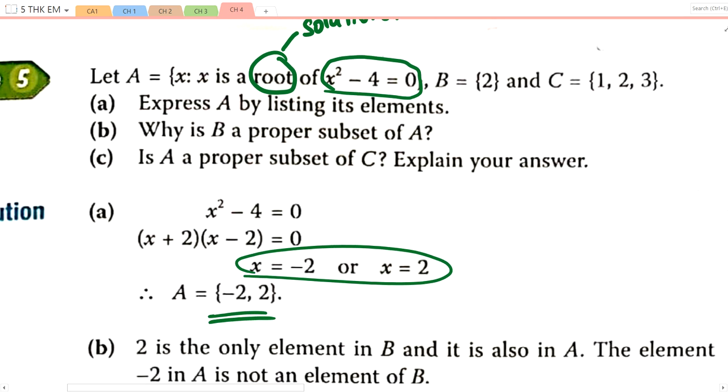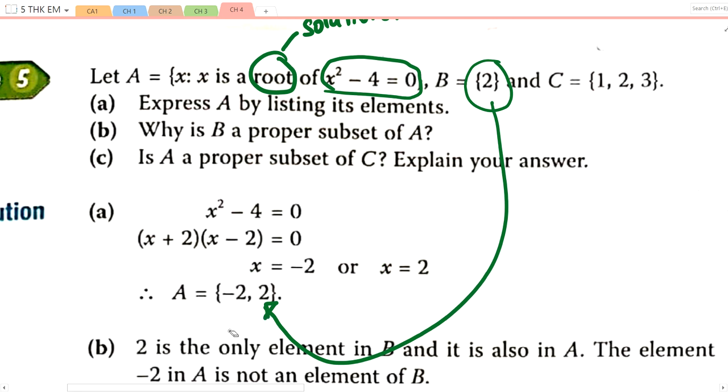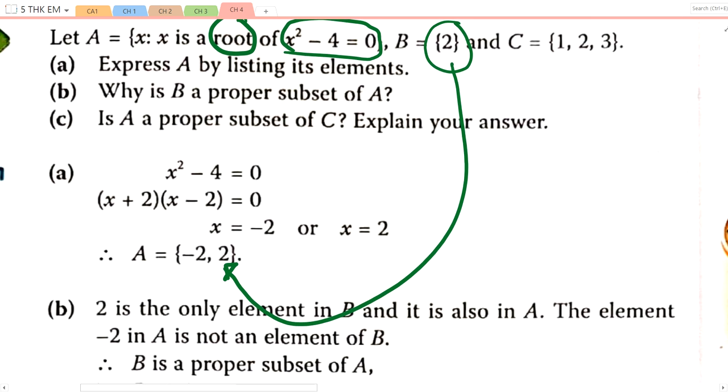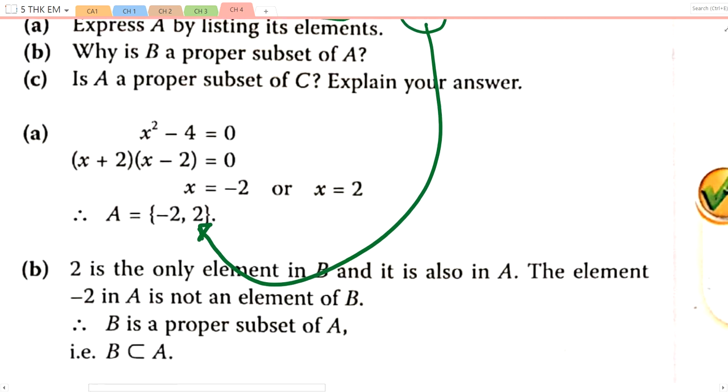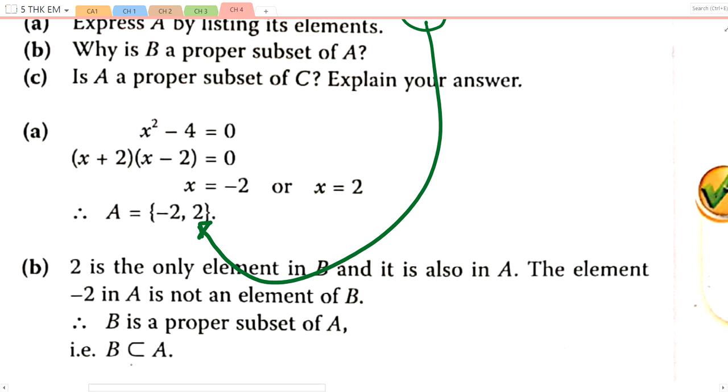So part B, set B contains one element only, which is 2. This element is found inside set A. And yet set B is not equal to set A, so we say that B is a proper subset of A. And this is the symbol we use for proper subset.